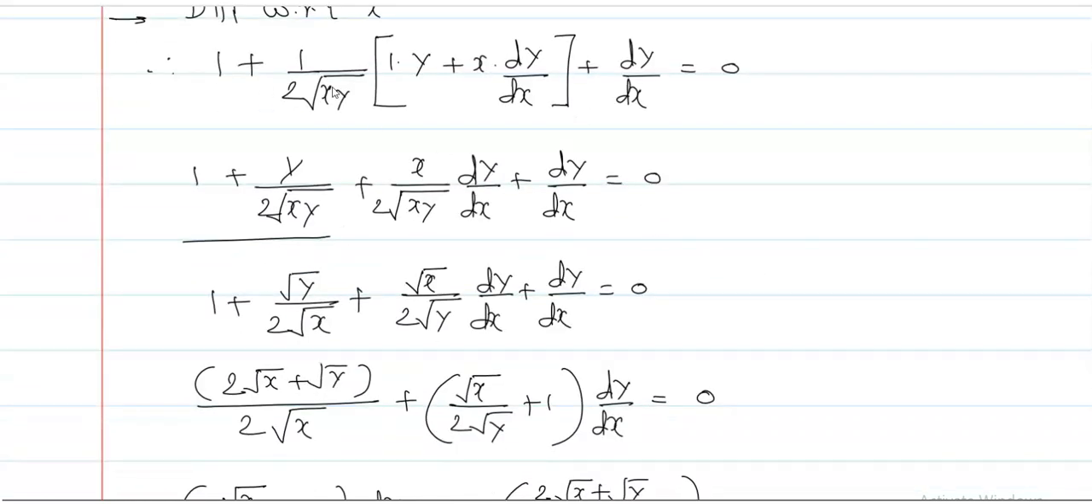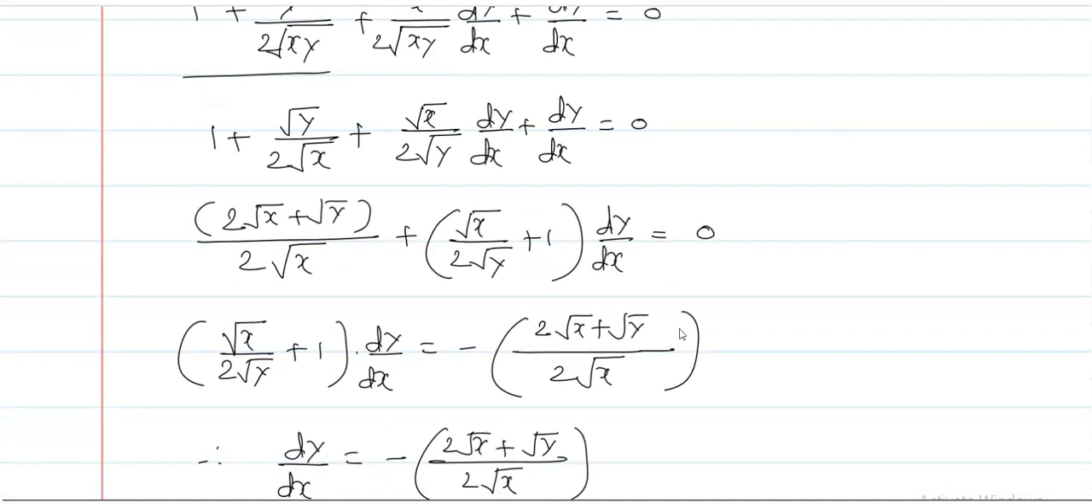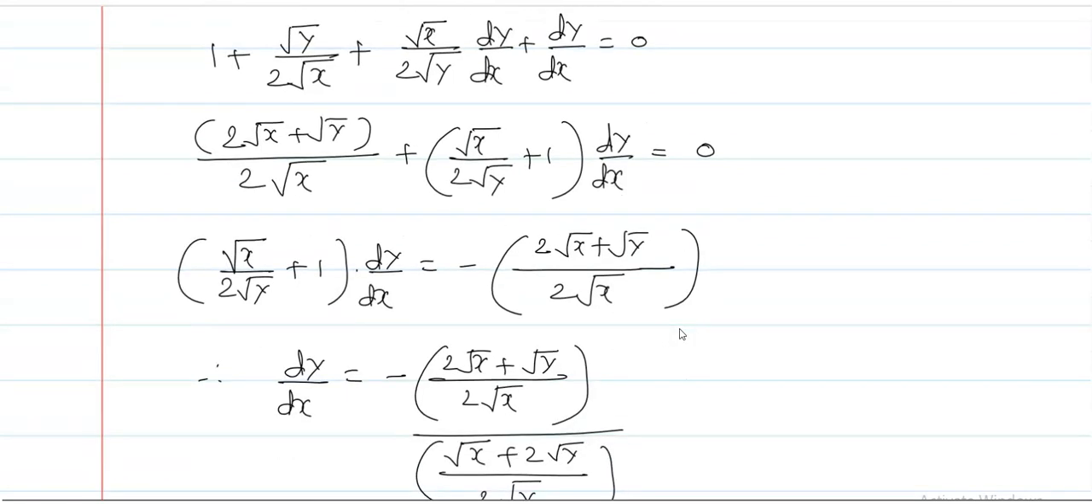Now 1 plus, that is y upon 2 root of xy plus 1 upon 2 root of x, that is x upon 2 root of xy. Then again here is a 1 power and then it will become root x upon 2 root y into dy by dx plus dy by dx is equals to 0. Take dy by dx as a common and simplify it and then you will get the answer.